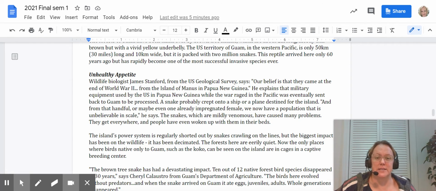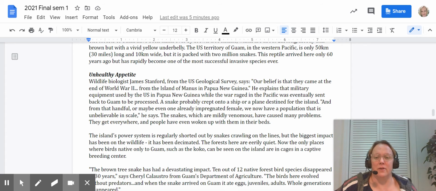Geological Survey says, "Our belief is that they came at the end of World War II from the island of Manus in Papua New Guinea." He explains that military equipment used by the U.S. and Papua New Guinea while the war raged in the Pacific was eventually sent back to Guam to be processed. A snake probably crept onto a ship or a plane destined for the island.